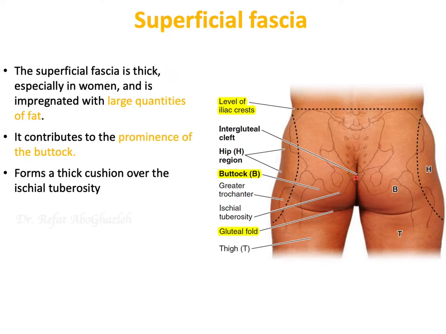Now, we have defined the region of the gluteal area, and now let us have a look at the superficial fascia, and then we'll talk about the cutaneous nerve supply of that area, and then we'll talk about the deep fascia. But first of all, you know that under the skin, especially in this area, you have a large quantity of fat that represents the superficial fascia that gives the prominence of the buttock. And of course, because we sit on the ischial tuberosity, this is the ischial tuberosity, so it gives like a cushion over the ischial tuberosity.